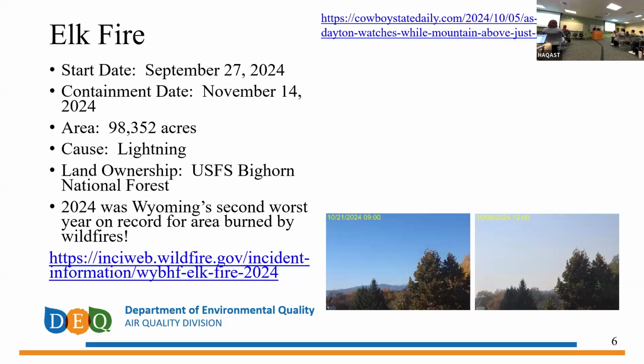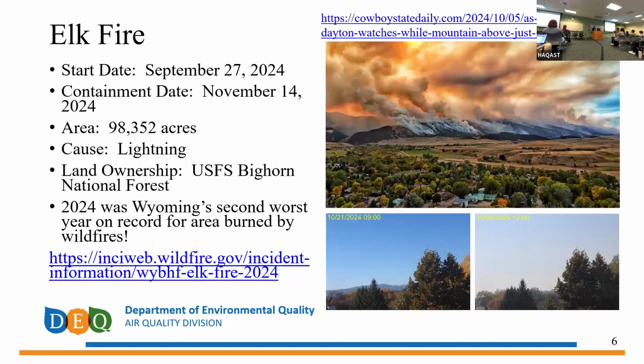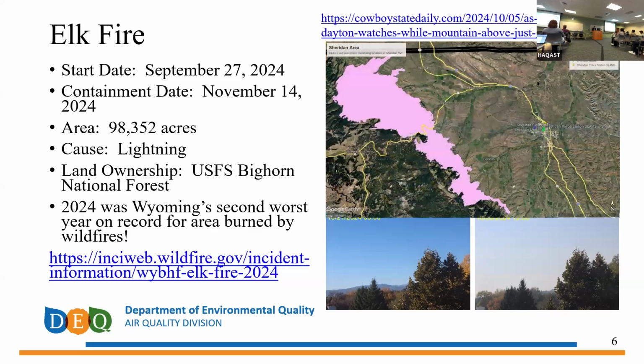Almost 100,000 acres in size, lightning-induced on the Bighorn National Forest. For context purposes, 2024 was Wyoming's 2nd worst year on record for area burned. For those of a certain age, 1988 was the worst year with the Yellowstone National Park fires. And you can see just the perimeter of the Elk Fire where Sheridan is at as well.